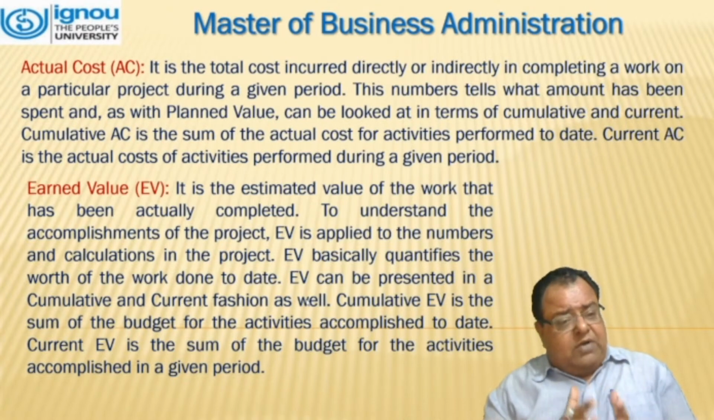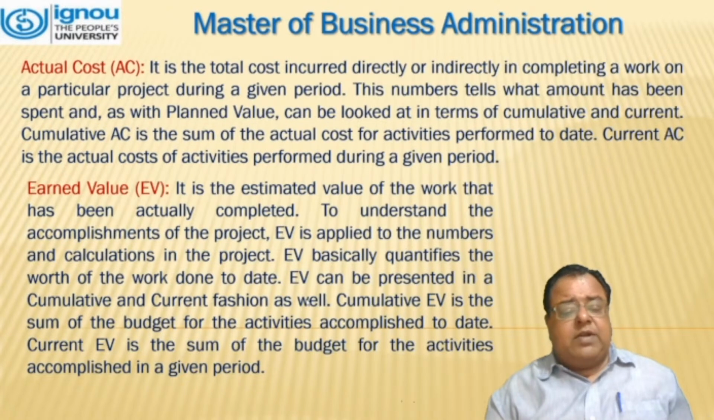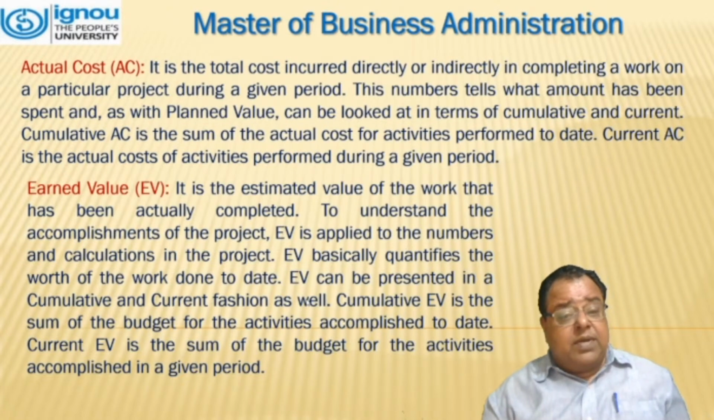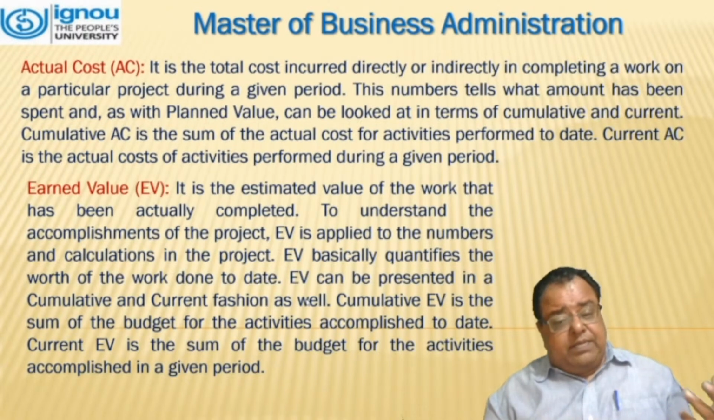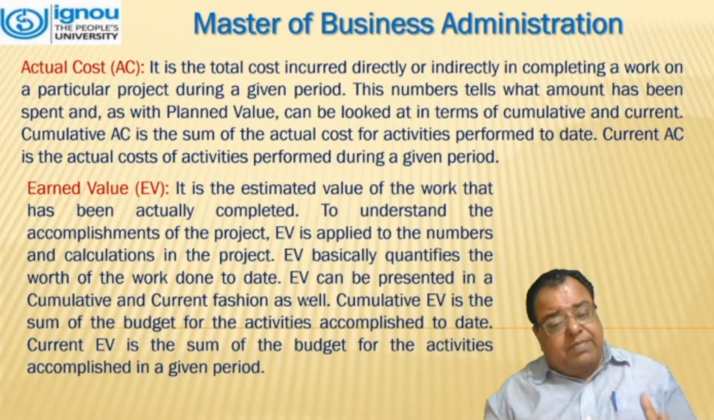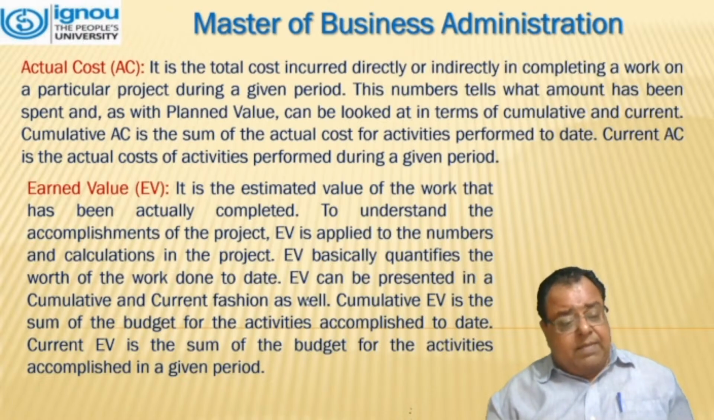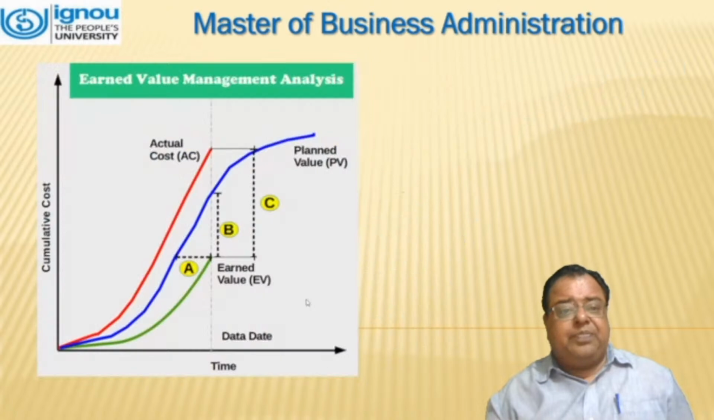Earned value. The third one is the estimated value of the work that has actually been completed. To understand the accomplishment of the project, EV is applied to the numbers and calculations in the project. EV basically quantifies the worth of the work done to date. EV can be represented in a cumulative and a current fashion as well. Cumulative EV is the sum of the budget of the activities accomplished to date, and current EV is the sum of the budget for the activities accomplished in a given period.